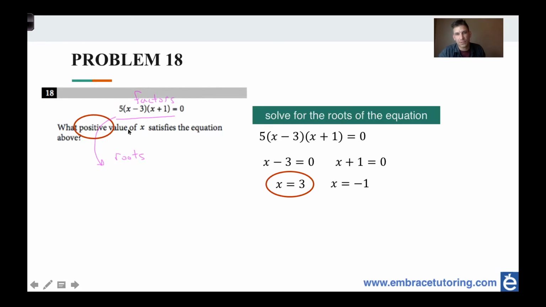If they did ask you to FOIL this out, then you would simply multiply all of these together, right? And you would probably FOIL this first, the x times the x and the x times the 1, right, etc.